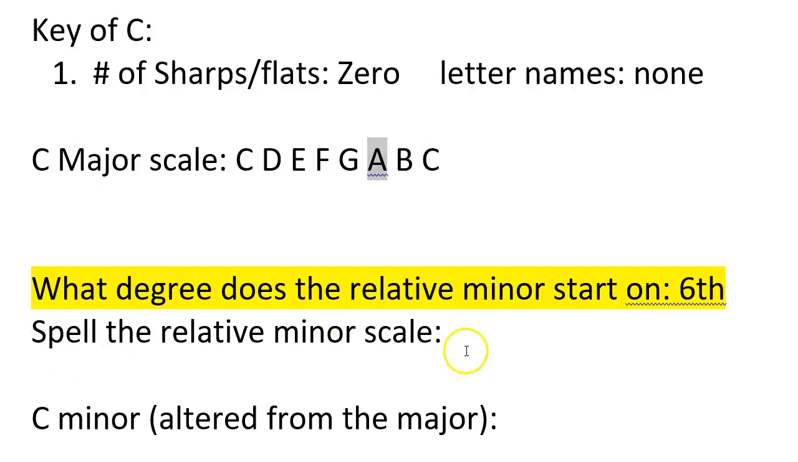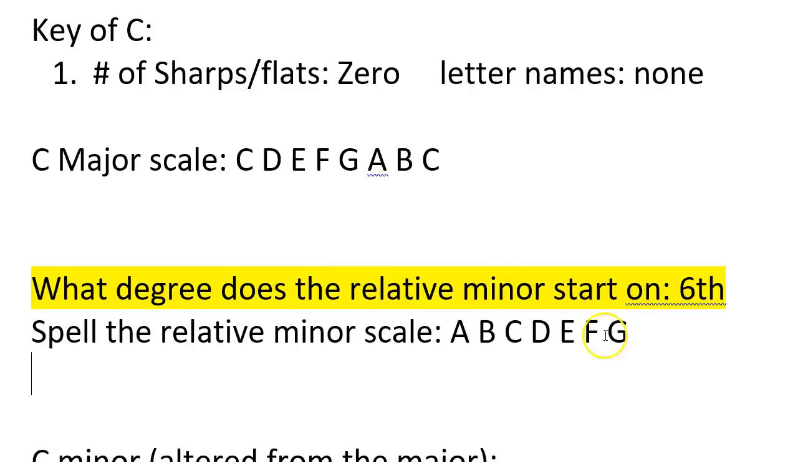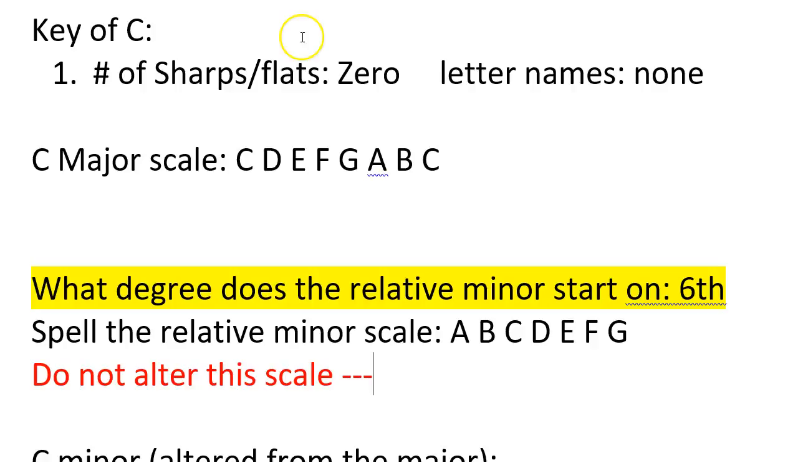So spell the relative minor scale. That would be A, B, C, D, E, F, G. You're not going to alter it. You will do nothing to this scale. Do not alter this scale. The reason is we're using the relative minor. So we're in C major. C major's relative minor starts on the 6th, and it's A. So we want an A minor scale. If we start on A inside of C, that is a minor scale already.